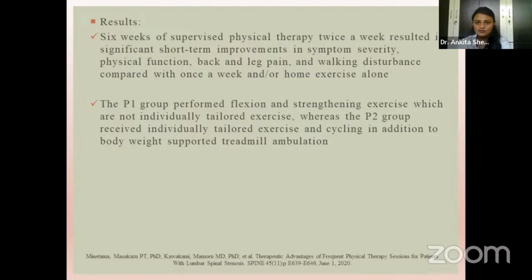Also, the first group performed flexion and strengthening exercises which were not individually tailored, whereas the second group had individually tailored exercises and cycling in addition to body weight supported treadmill ambulation. Even this can be a cause of getting better results in the second.